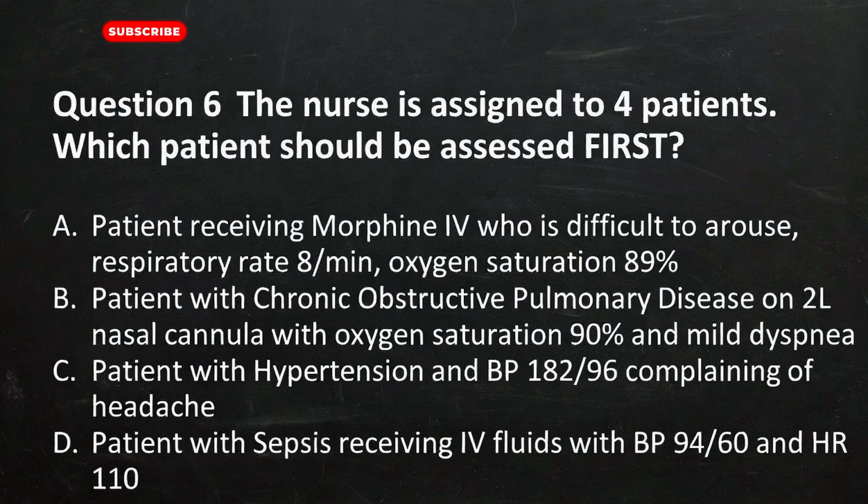B. Patient with chronic obstructive pulmonary disease on 2L nasal cannula with oxygen saturation 90% and mild dyspnea. C. Patient with hypertension and BP 182/96, complaining of headache. D. Patient with sepsis receiving IV fluids with BP 94/60 and HR 110.